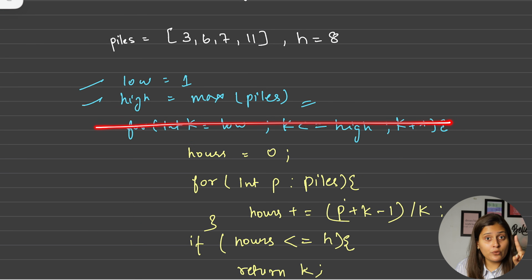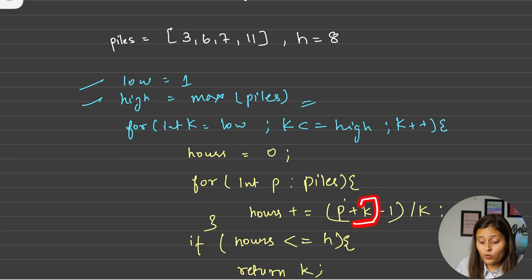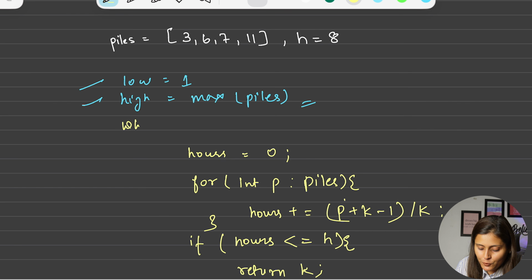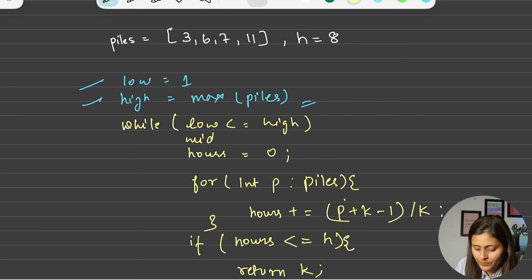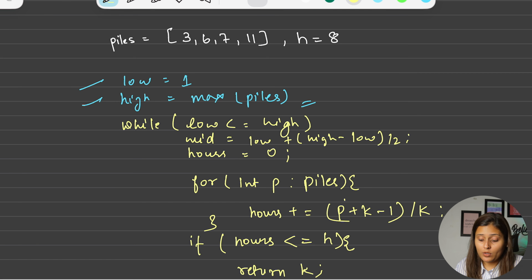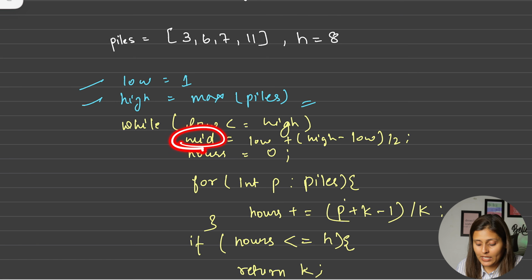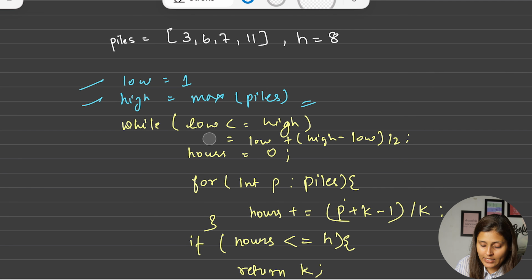And now we can remove this for loop and put a while loop here. Our low and high will be as it is, and the k which we were choosing from this for loop will be mid here. Means we have to run this while low is less than or equal to high, and we will calculate our mid value here. Mid will be low plus (high minus low) divided by 2. That mid is nothing but the k here. So we can directly write k also here. Okay, this is our int k.